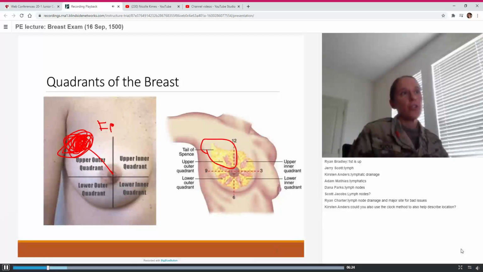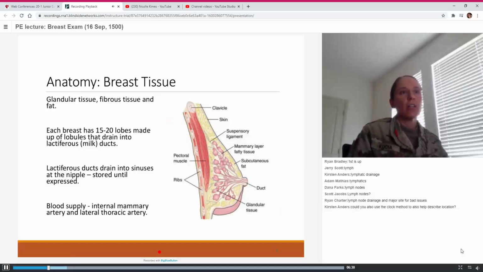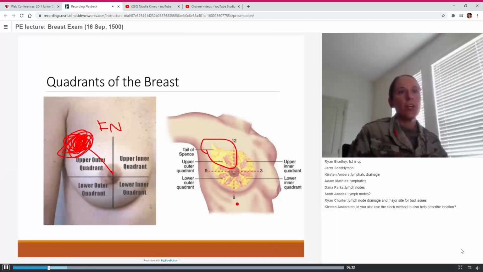And Kirsten's right, you can also document like a clock. I think that's on, oh wait, nope, it's right here on this slide. You can also document like a clock, which is extremely helpful. So you just say 1 o'clock, 2 o'clock, whatever, and then centimeters from nipple. Documentation is key.